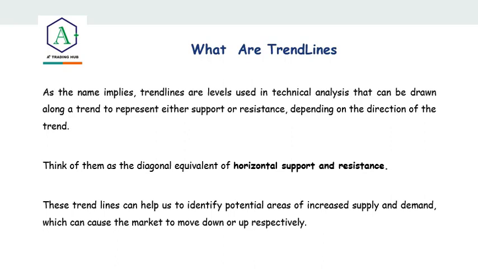Now, what are trend lines? As the name implies, trend lines are levels used in technical analysis that can be drawn along a trend to represent either support or resistance, depending on the direction of the trend. We look at them as a diagonal equivalent of horizontal support and resistance. If the trend line is below, that is a support zone. If the trend line is above, that is a resistance zone. These trend lines can help us identify potential areas of increased supply and demand, which can cause the market to move up or down respectively.